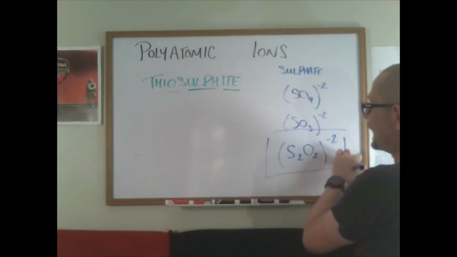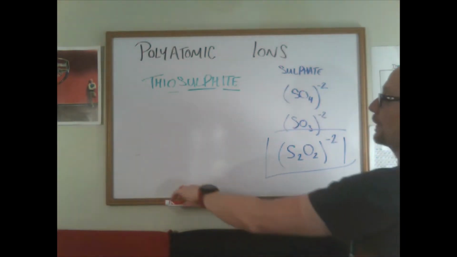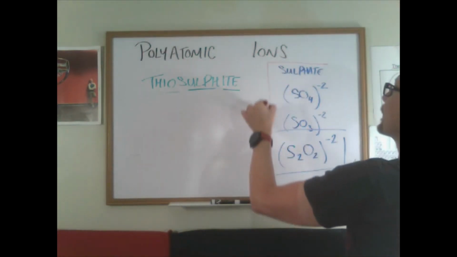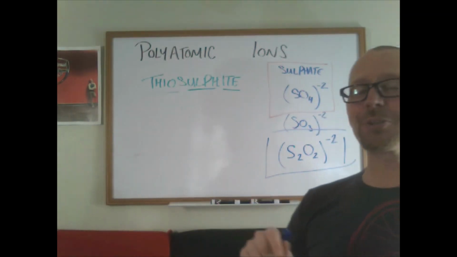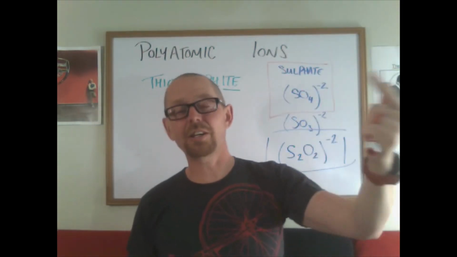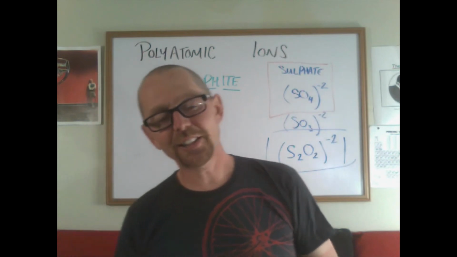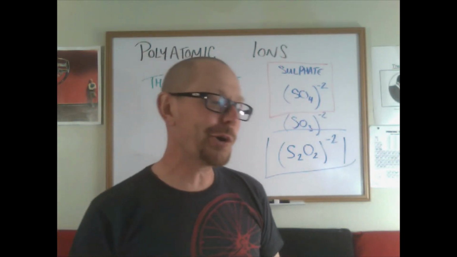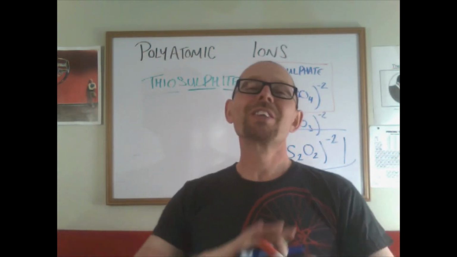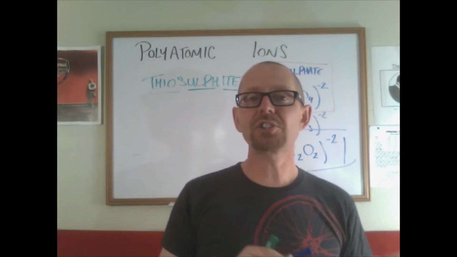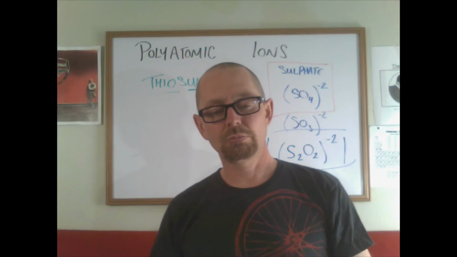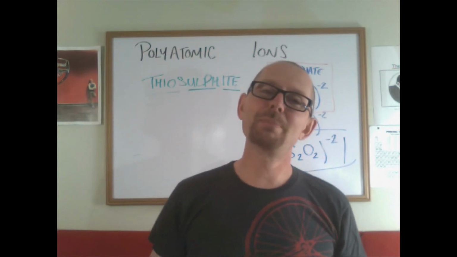You can only get here if you know this. So commit those polyatomic ions. The nitrates, the carbonates, the phosphates, the chromates, the dichromates. Commit them to memory. Those are the ones that you need to. And the rest, just understand the rules. And you'll get there.